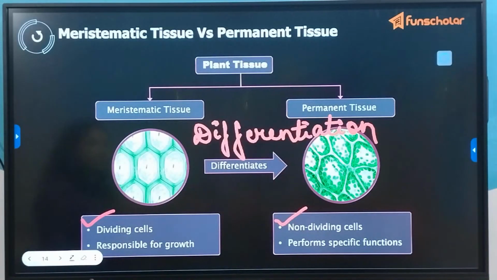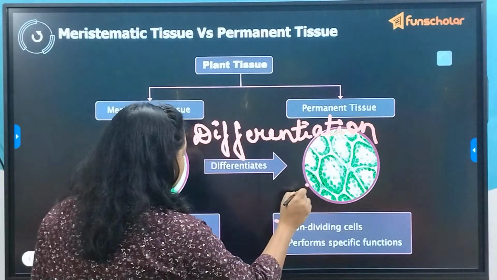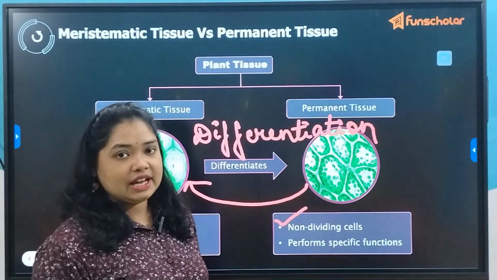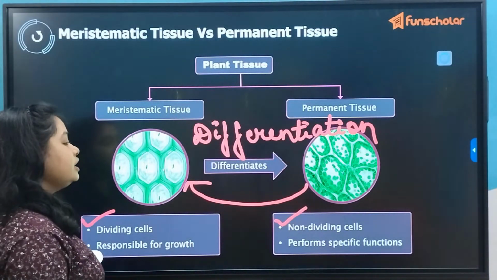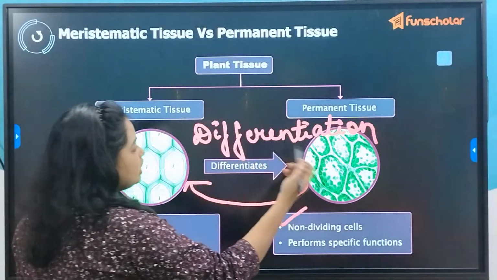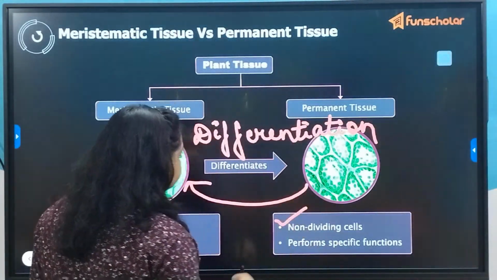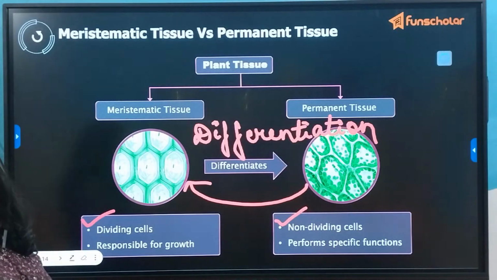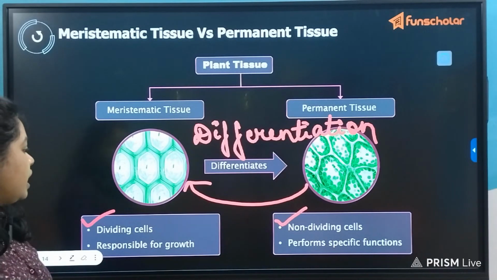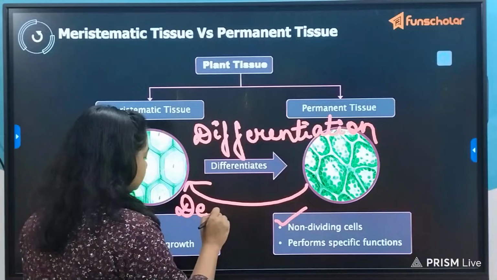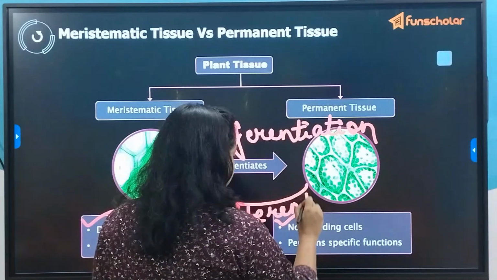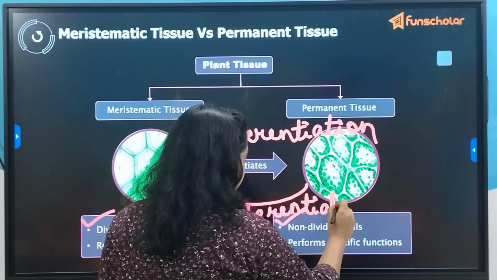Now another thing I need to tell you: what if the opposite thing occurs? Does it happen? What do you think? Yes, it does happen. The opposite means permanent tissues can sometimes be converted back to meristematic tissue and gain the ability to divide, right? So it is known as de-differentiation, that means the opposite of differentiation.